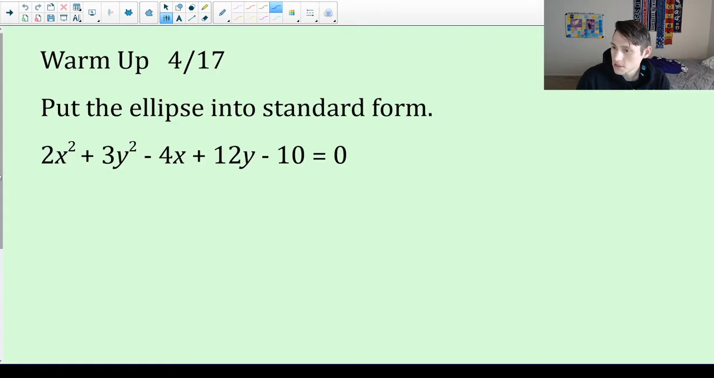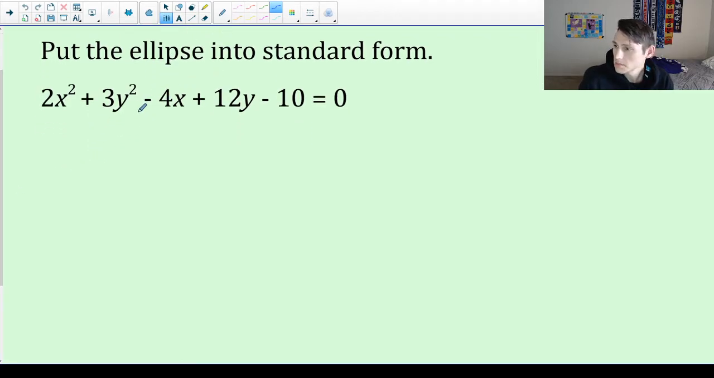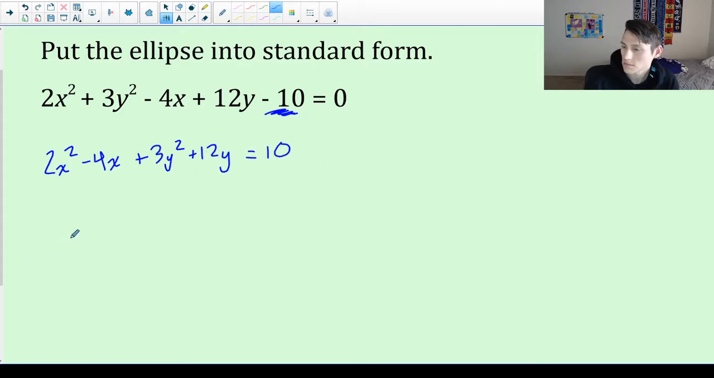So yesterday was mostly just taking general form and putting it into standard form. So first step being, take this, move it over to the right side, and then on the left side, group the x's and group the y's together. Since there are these coefficients in front, I need to factor each of those out. So 2x squared minus 2x.